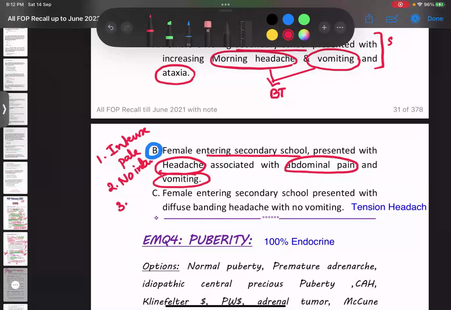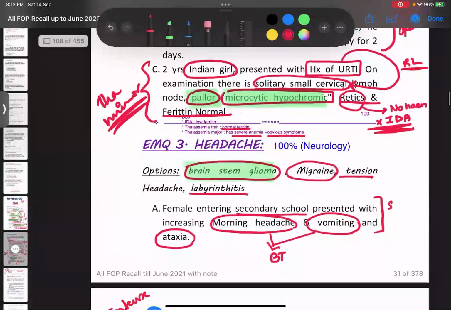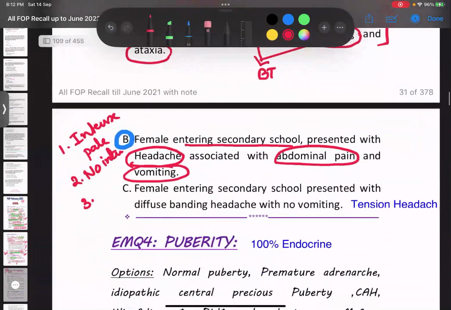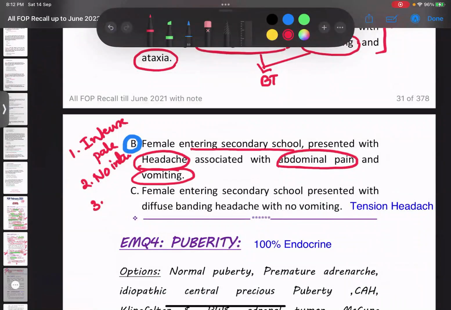The third thing is that there is no organic cause. They could have done investigations. There is no fever associated with it. There is no irregular bowel movement. There is no failure to thrive. Nothing of that sort. This is a diagnosis of exclusion, and this is known as a case of abdominal migraine. We don't have a lot of options here, but this is the only option. This is a GIT portion, but they just put the headache along with this.